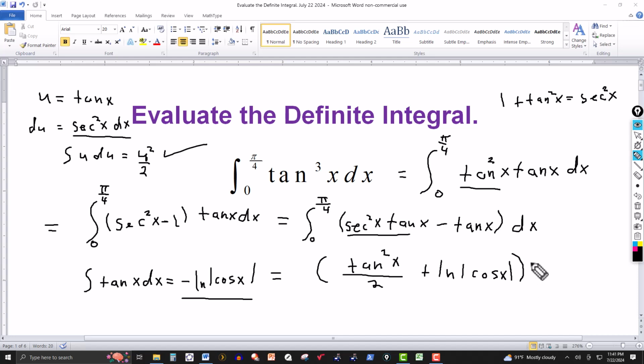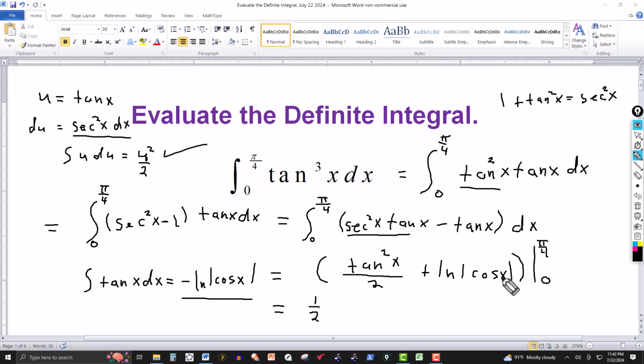And close the parentheses. So the integral of this part is right there, and the integral of minus tangent of x is this right here, and then we apply the limits of integration from 0 to pi over 4. So we evaluate this expression at pi over 4, and then we subtract the value at 0. So let's do pi over 4. The tangent of pi over 4, that's the same thing as the tangent of 45 degrees, which is 1. And then 1 squared is 1, over 2, so this is 1/2 here.